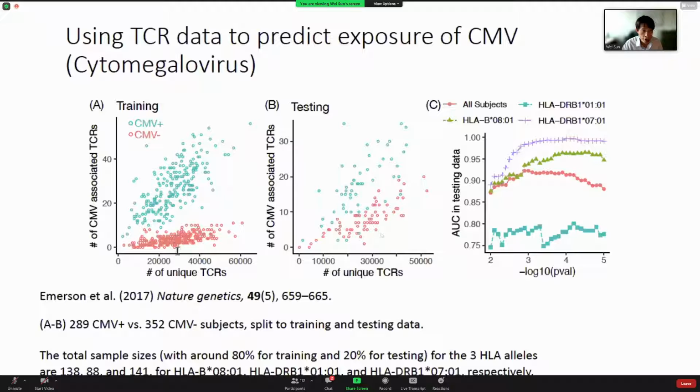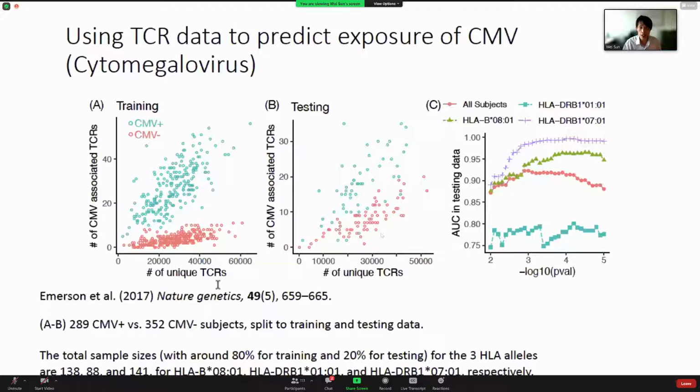Each point is one individual. The x-axis is how many unique TCRs you measure in that individual, and the y-axis is the number of disease-associated TCRs. Those are the TCRs that can somewhat recognize the virus protein. We identify them from association studies. The color shows individuals who have the virus and who do not have the virus. And this is the training data, this is the testing data.